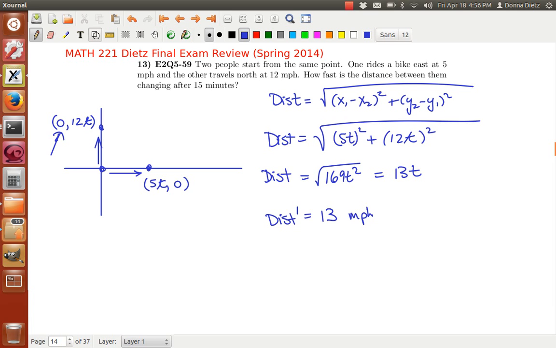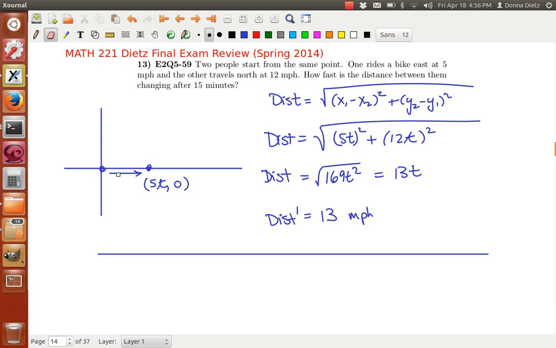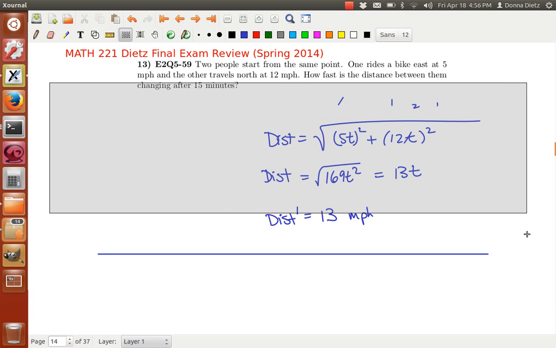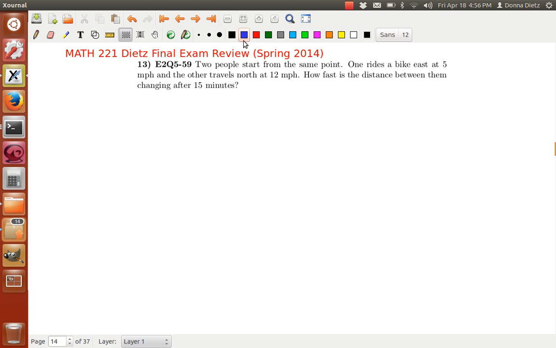So for that question, that was the end of the question. That would have been full credit. But let's ask a different question that's more generic on these same axes. Let me just erase this mess. I'm going to ask a question. I'm going to change it.